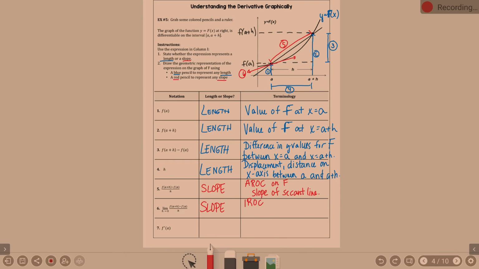I'm not grading notes. That's a crisp line. I'm trying to figure out... So this is IROC on F. This is slope of the tangent line. It's just hard for me to make a good drawing on that one on the BenQ. You get the idea of what I'm trying to do. Nope, that's not it.